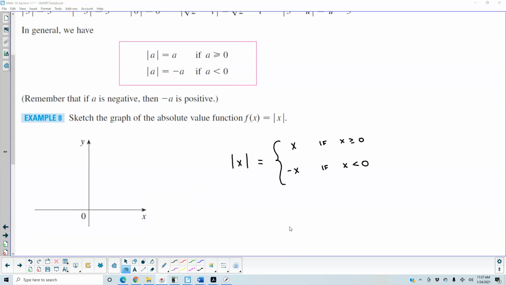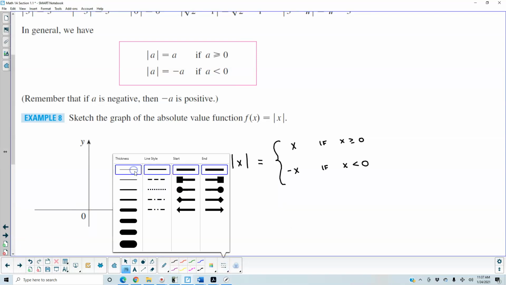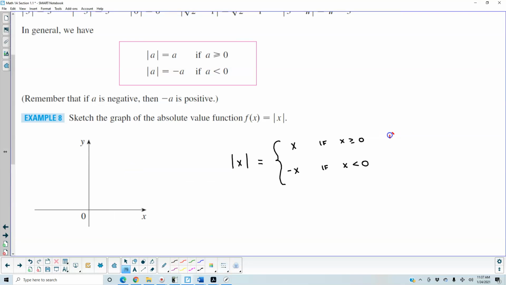So if we want to graph this function, that means we're going to have a piecewise function. So let's go ahead and label this. So the first one represents y is equal to x if x is greater than or equal to 0. So that forms a line here where all the values of x are greater than or equal to 0. So that means that this is f of x, which is equal to x when x is greater than or equal to 0.